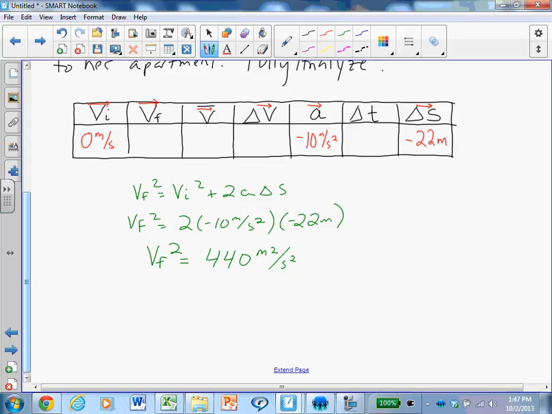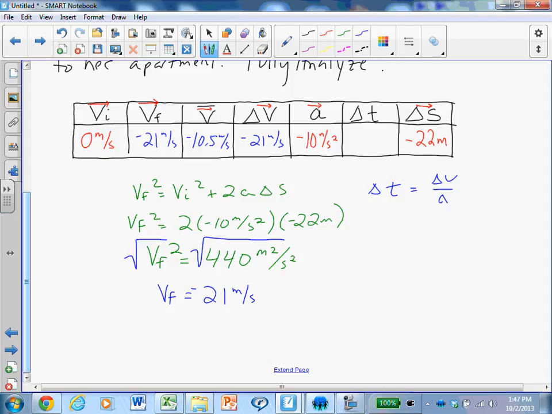Square root can be plus or minus, but in this case we're going to go with the minus, which is coming down. And the square root of 440 is 20.97 or 21 meters per second. So well, minus, right? Which makes the average minus 10.5, the change of VF minus VI, and our delta T, delta V over A, which is 2.1 seconds.